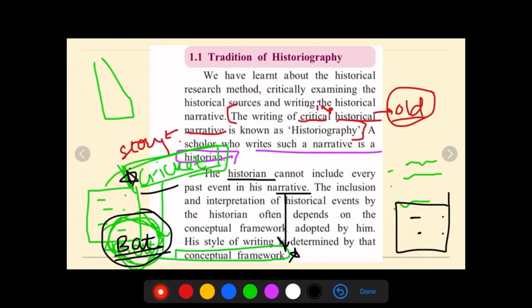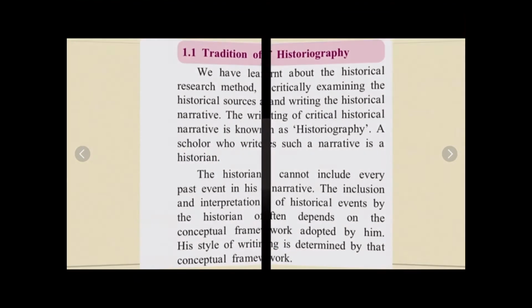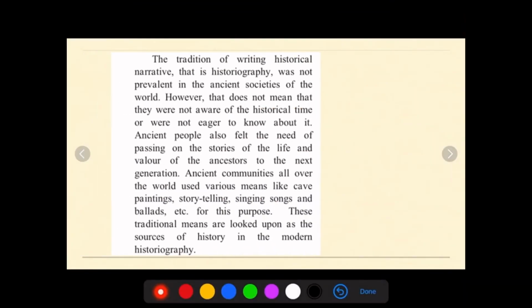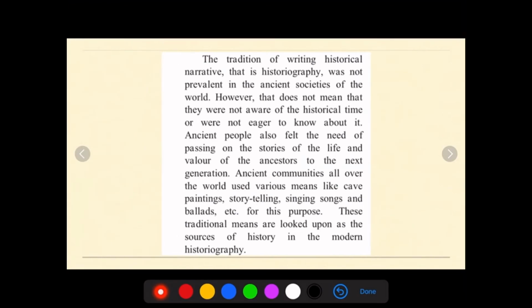Now let us move to the next para. Okay, so this is the next paragraph. The tradition of writing historical narrative, that is historiography, was not prevalent in ancient times of the world. Prevalent means not much widespread, like writing them down and then observing them critically, like what we do today in the modern period. It was not that prevalent in ancient society.